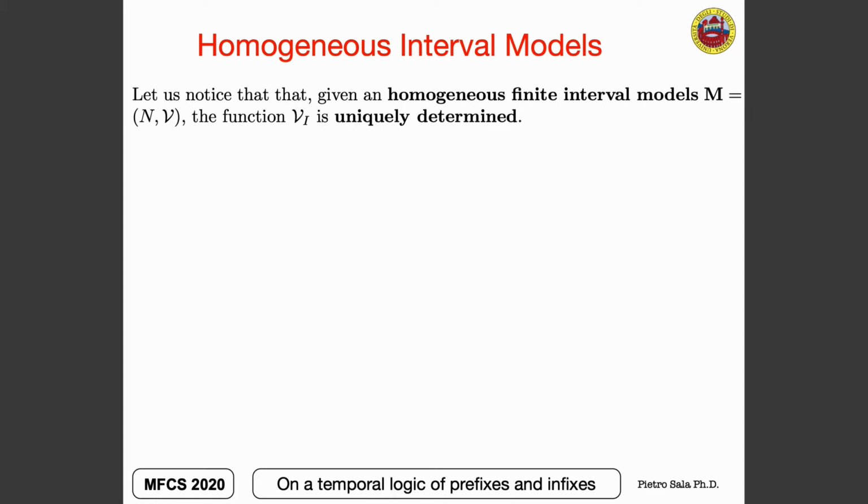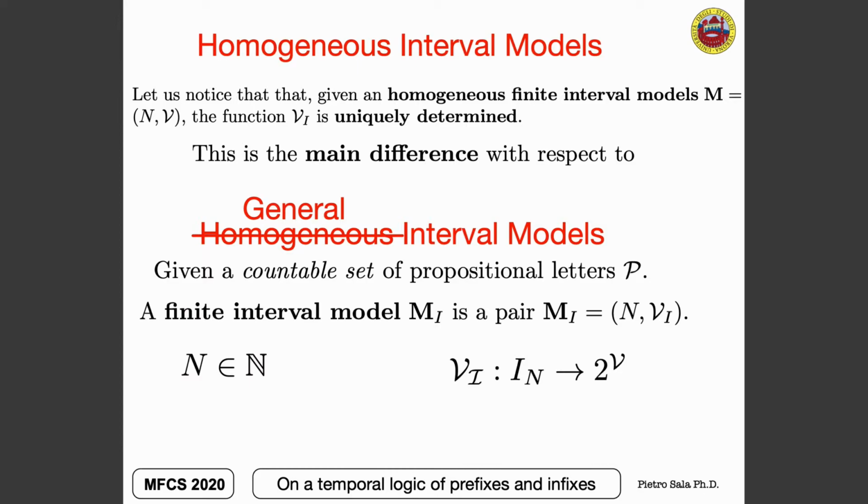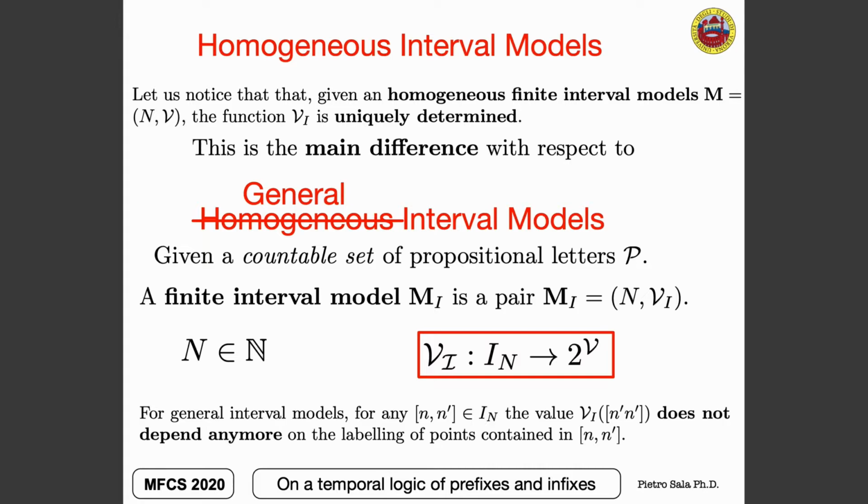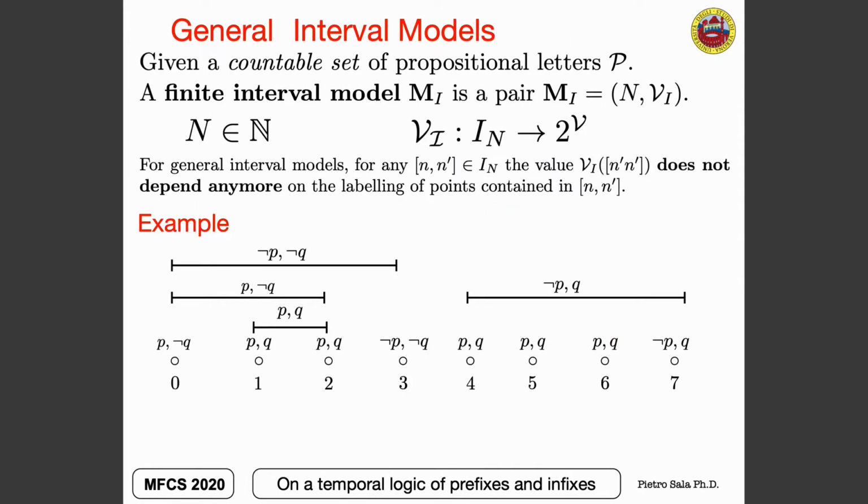Let us notice that once you have defined the sets of propositional letters over the points, the function over the intervals is uniquely determined. This is the main difference with respect to general interval models, which are given in a similar fashion, but here the function vi is given in the model, is not inferred by the points, and it is completely free. It doesn't depend anymore on the labeling of the points of the interval contained in the current one. So for instance, there may be a model which partially respects the homogeneity assumption. For instance, 1, 2 is homogeneous, 0, 2 is homogeneous, 0, 3 is homogeneous, and you can also have intervals which don't respect the homogeneity assumption.